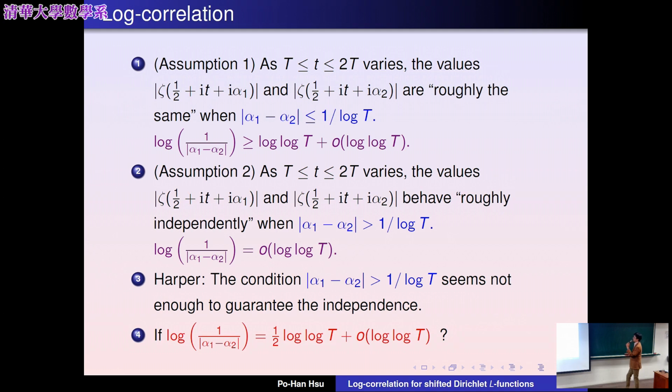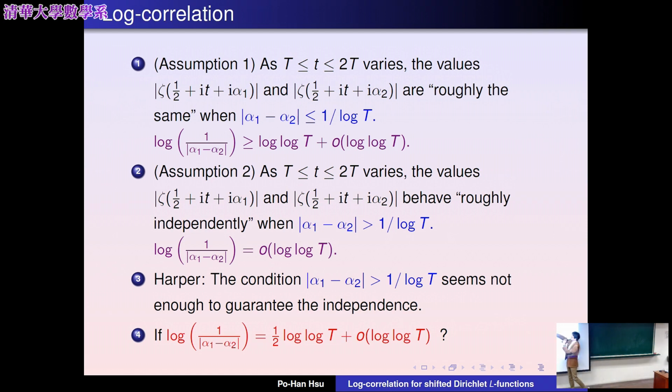I mean, using the blue one is not sufficient. Roughly, at a glance, it seems to exhaust all the possibilities, but according to Harper's calculation, this is not sufficient. We should use a finer characterization between the shifts. And it turns out this is our finding.